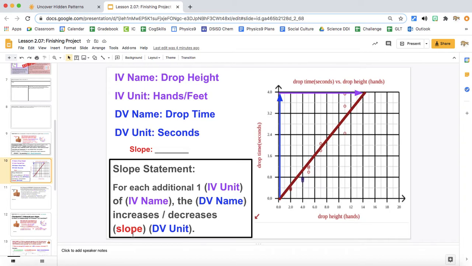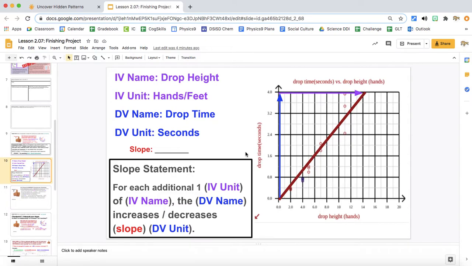So this is where yours is going to be specific to your graph, but after you've calculated the slope, you'll say, okay, well, it increases 0.4 seconds, or 0.22 seconds, or whatever your slope is. And that will help you think, okay, what does that mean about the helicopter? If I drop it from a little bit higher, it takes 0.4 seconds longer to fall. Well, if that number was bigger, I guess that would mean it was falling slower.